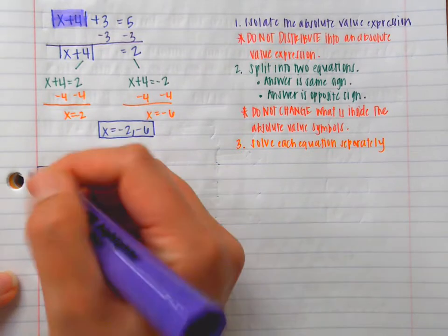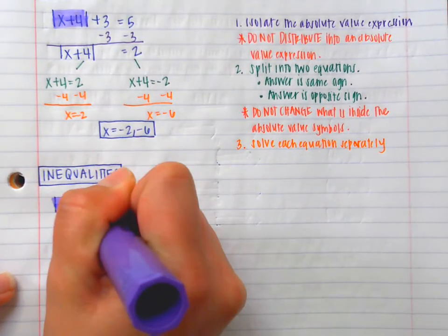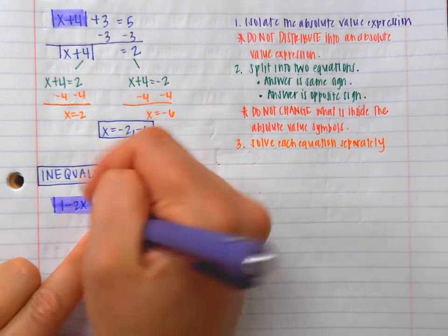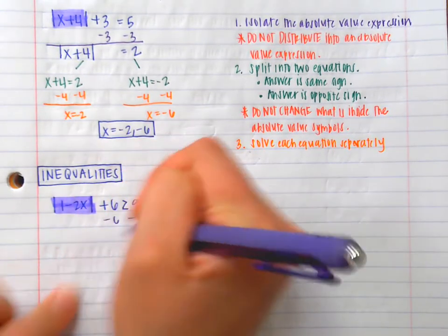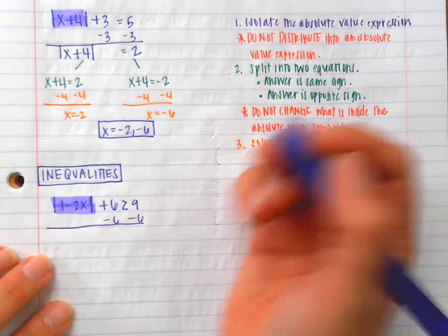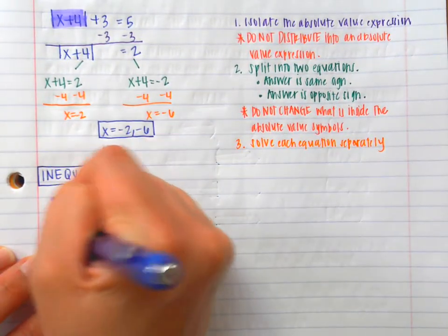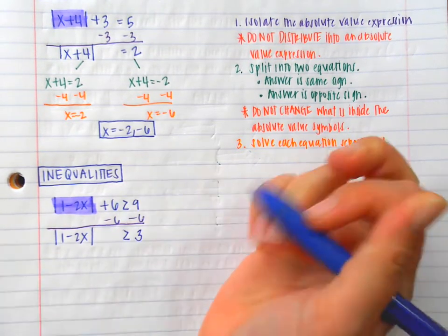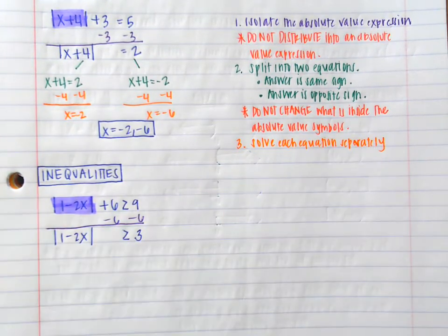So that means we're going to go in here. I'm not going to rewrite those steps. And we are going to subtract 6 from both sides. And so when I write that, I have the absolute value of 1 minus 2x is now greater than or equal to 3. Same idea too, do not distribute into an absolute value expression. That doesn't change here with an inequality versus an equation.